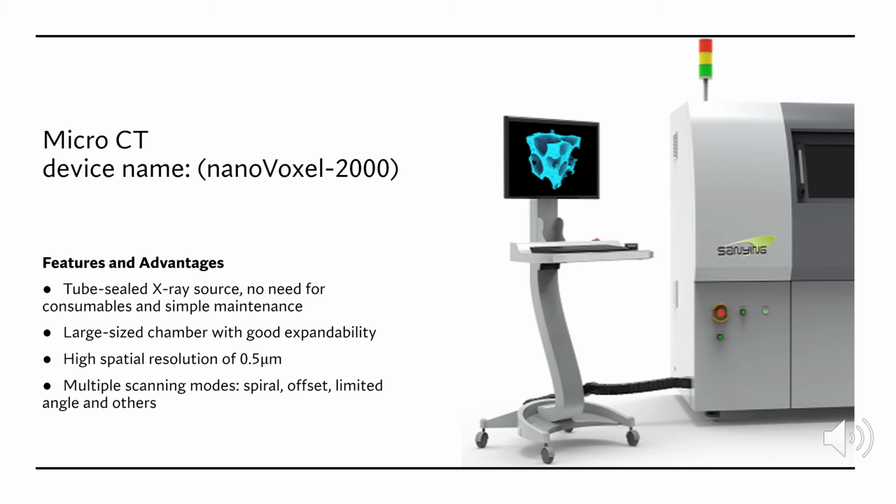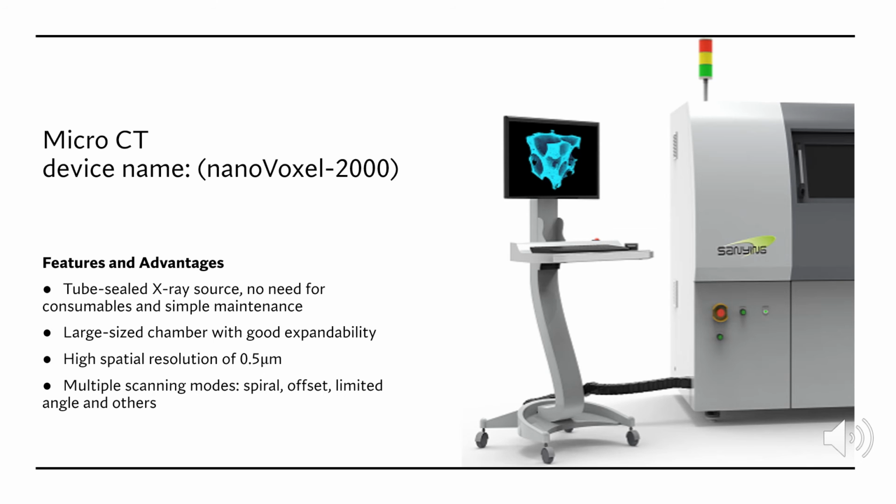The first device is a micro type. The device name is Nano Voxel 2000. The device features and advantages are that the device has a tube sealed X-ray source, no need for consumables and simple maintenance. It has a large chamber with good expandability, a high spatial resolution of 0.5 micrometer, and multiple scanning modes, which are the spiral, offset, and limited angle, and others.